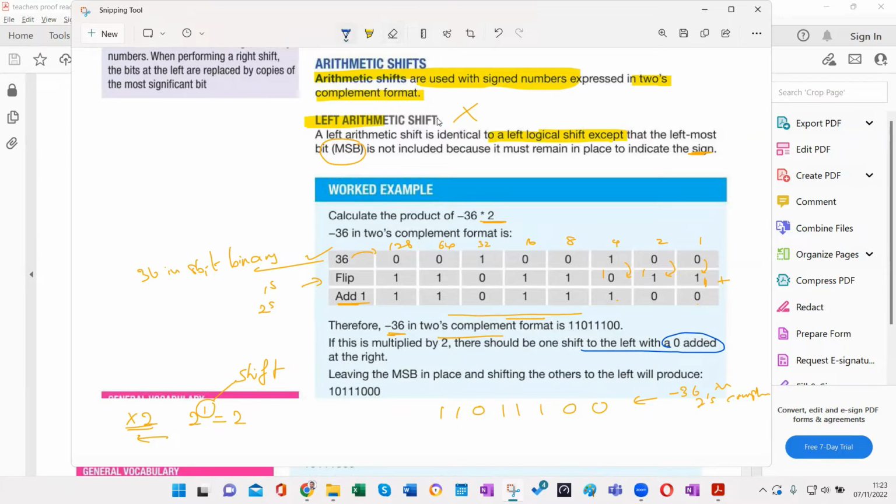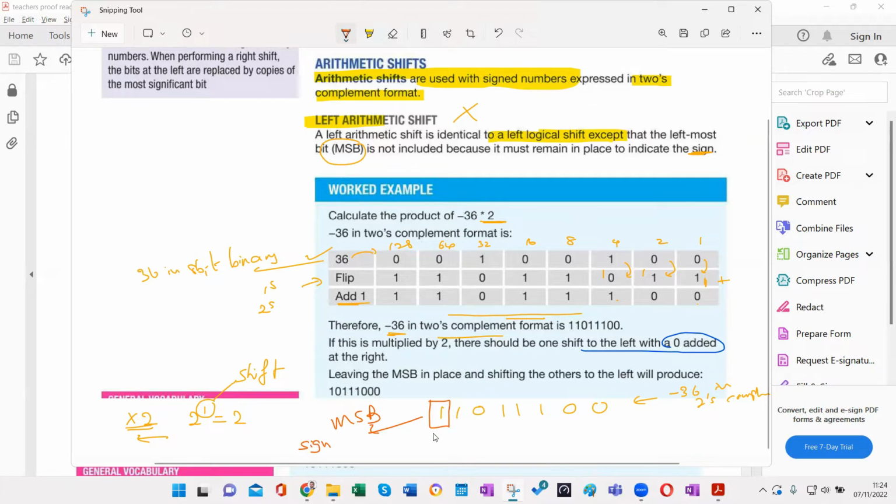Okay, now this is the most important part here, right? I can't do anything to this most significant bit. Why? Because this is the sign. And you can see the sign is 1, which means this is a negative number. So in arithmetic shifts, we are dealing with signed numbers. We can't shift the sign. So if I'm shifting the bits, I have to shift only these bits. That's the most important part.